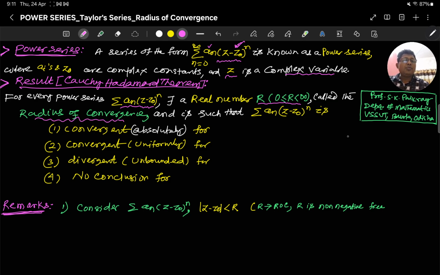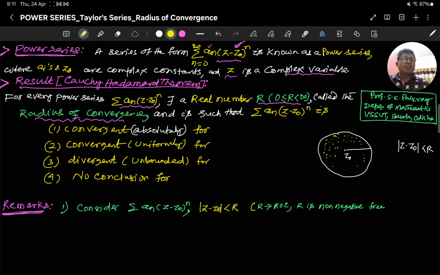Suppose you are given a circle of convergence here. Here z0 is my center, and |z minus z0| is less than r. So within this region the power series is convergent. Within this region the power series is always convergent.